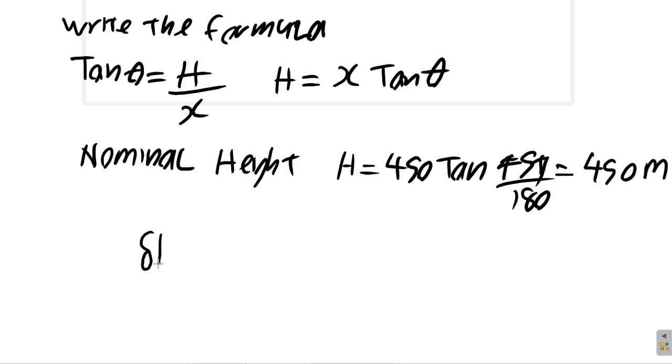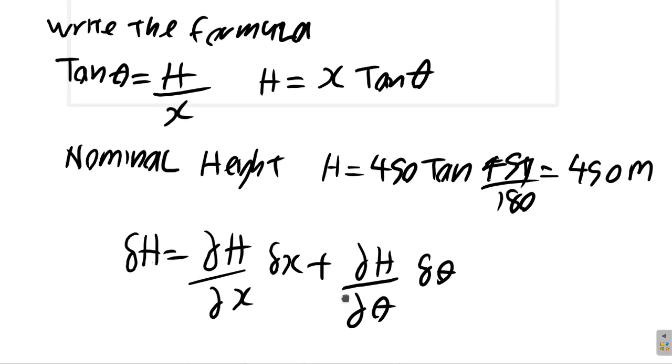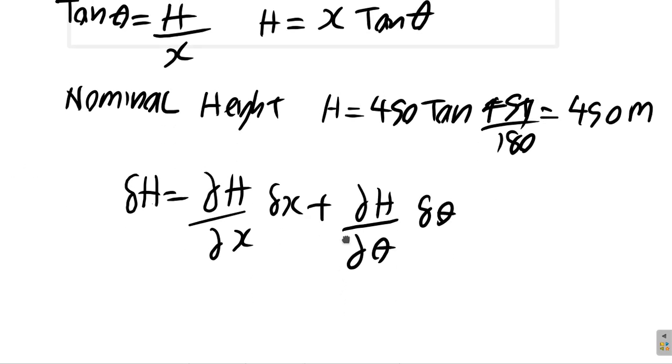A change in height is equal to the partial derivative of height with respect to x times a change in x, plus the partial derivative of height with respect to theta times a small change in theta. What's the partial derivative of the height with respect to x?